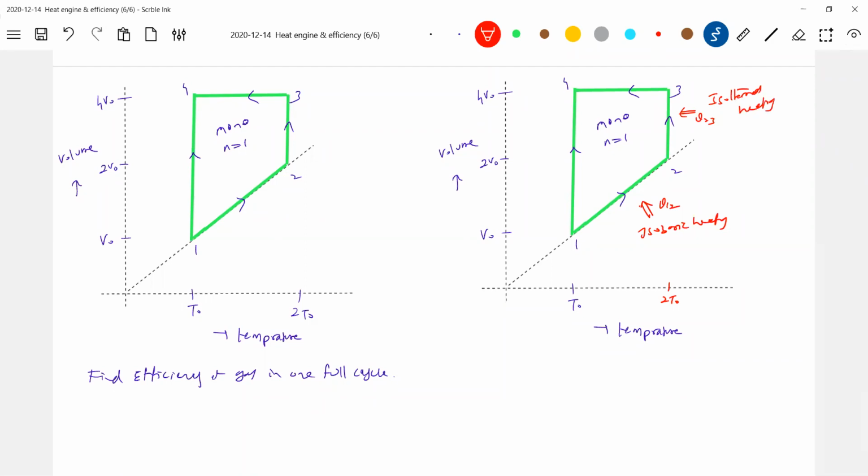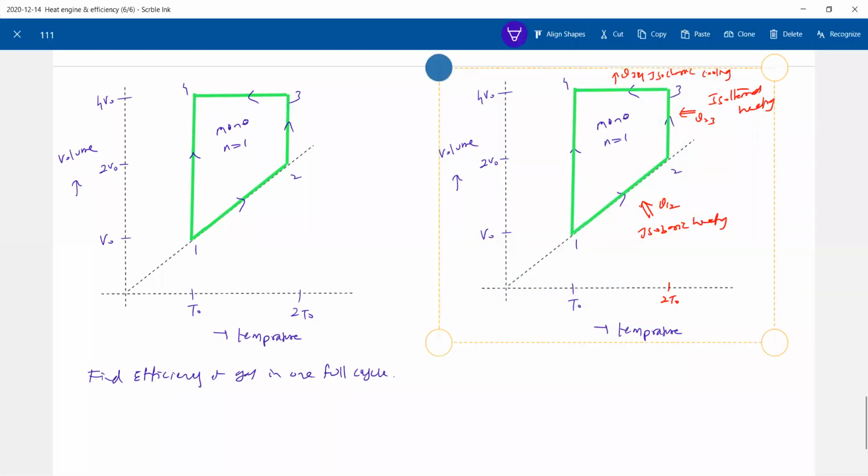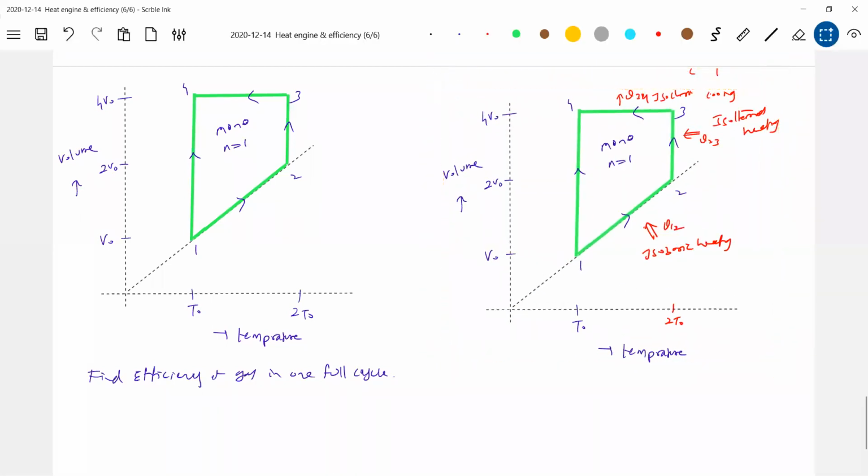And next, 3, 4. Isochoric cooling. Heat will be rejected. Let me pull it down a little bit. You can see this. This is what it is. Isochoric cooling.